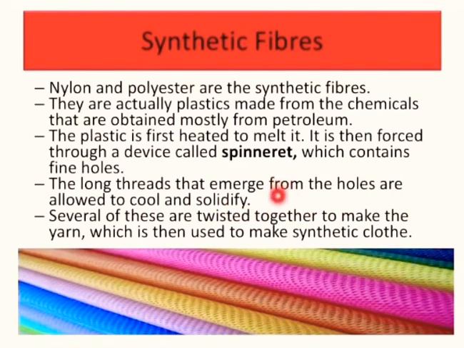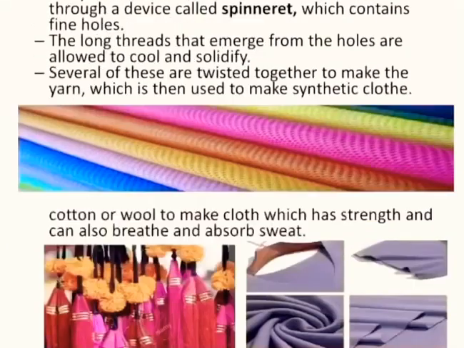So what they basically do is they melt the plastic and then they force that plastic through the device called a spinneret, which contains fine holes, and that creates long threads of the plastic. Then they cool those long threads and wait for them to solidify. Several of these are twisted together to make the yarn, which is then used to make plastic cloth.